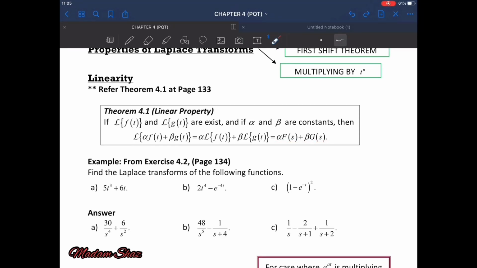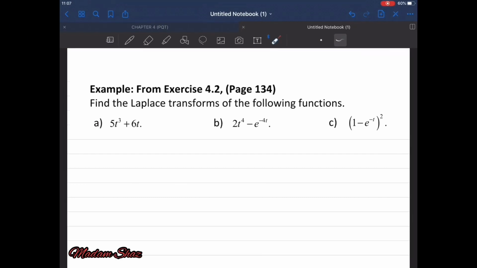If you have a Laplace transform in the curly bracket, and you have a constant inside the curly bracket, the constant can be moved to the outside. So that is why your alpha and your beta are outside the bracket. L{f(t)} will become F(s), and L{g(t)} will become G(s). So that is what we mean by the linearity property. Okay, let us continue with the example.